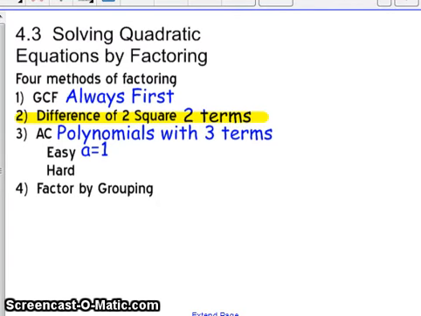November 15th, period 7. We're learning about the difference of two squares today. So we are going to just find the page in our notes that has a list of all of the factoring methods, and next to difference of two squares, we're going to write down two terms. We're using this method when we have polynomials with two terms.